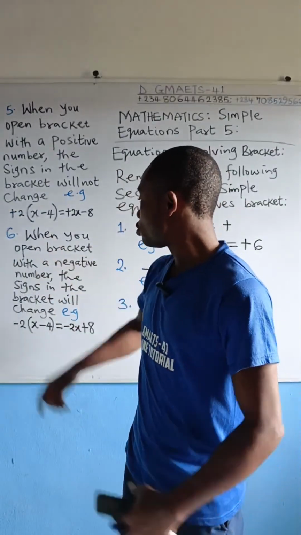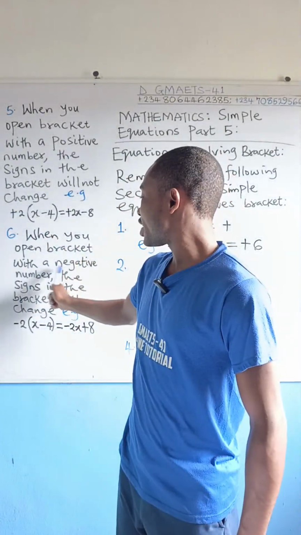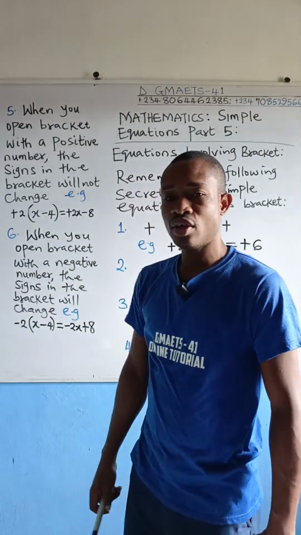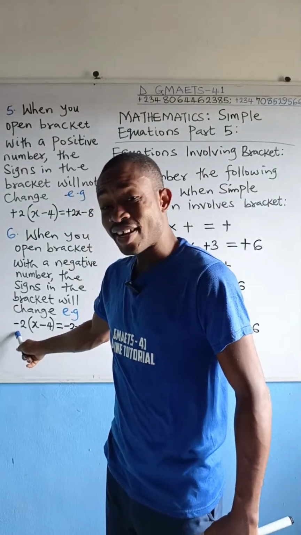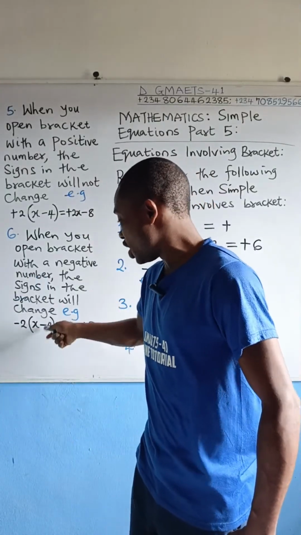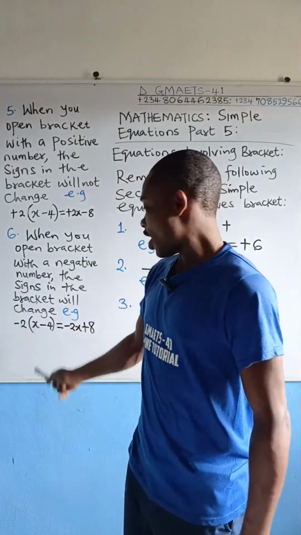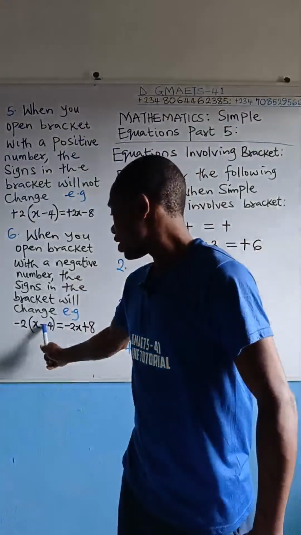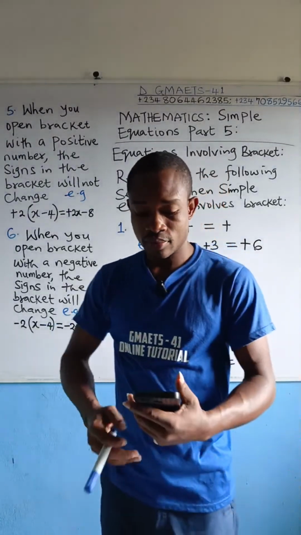Then when you open a bracket with a negative number, the signs in the bracket will change. The negative number outside that bracket that you are using to open up the bracket will change the signs in the bracket. So if you have plus in the bracket, the plus will change to minus. If you have minus in the bracket, the minus will change to plus.